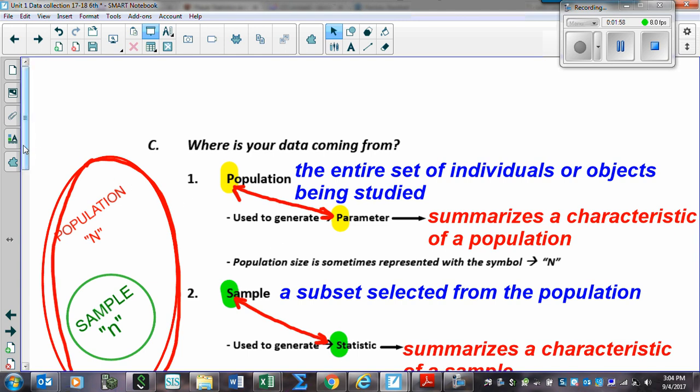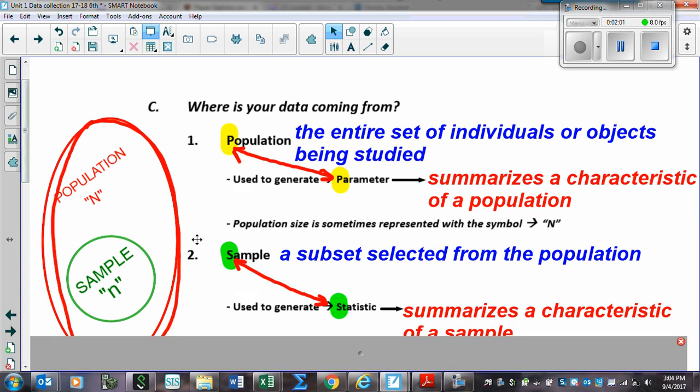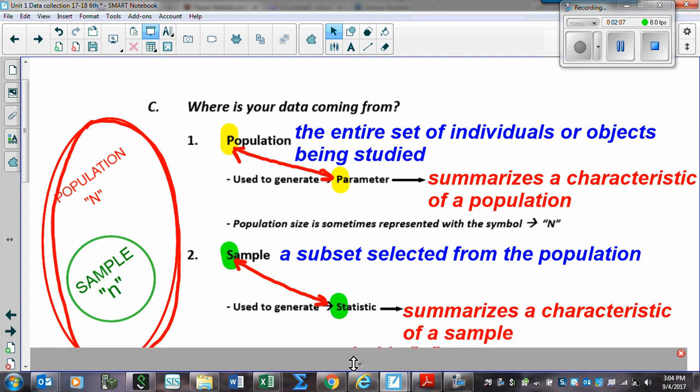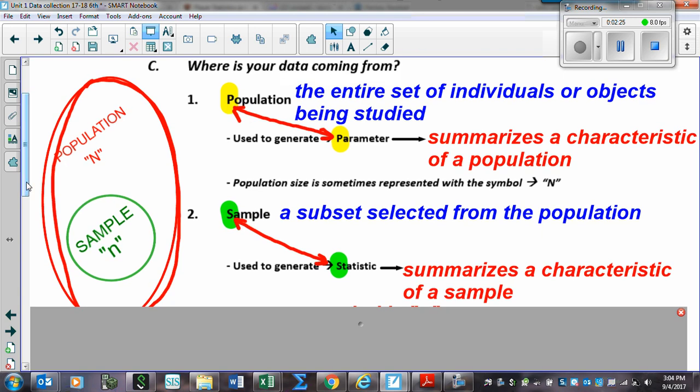And a characteristic of the sample is called a statistic. It summarizes the characteristic of a sample. If we took a sample of Madison students, let's just say we took 20 people from the senior class, and we found an average, that would be a statistic. It wouldn't necessarily accurately describe the entire population, but it would describe this group that comes from that population. And so just like a parameter describes a population, they both start with P, a statistic describes a characteristic of a sample, and they both start with S.